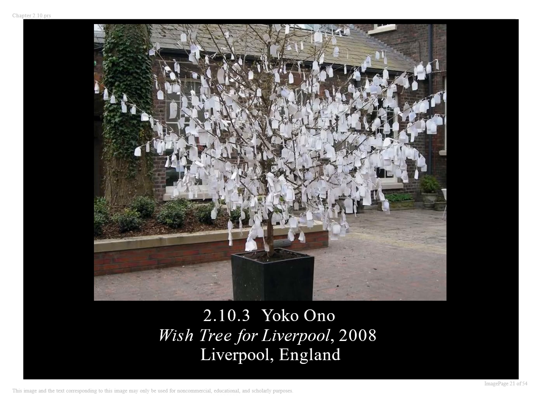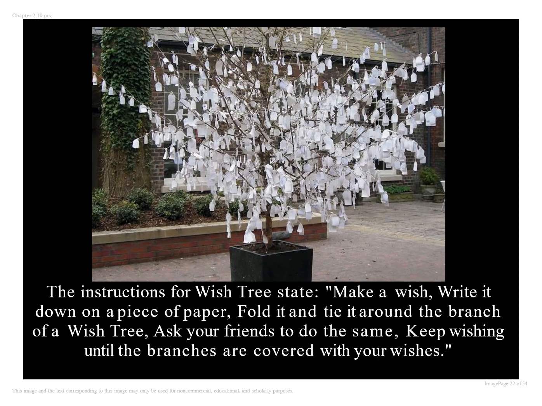So there's a wish tree for Liverpool, and this is, to my understanding, a Japanese tradition where you write a wish on a piece of paper. It may be for good fortune or for someone else, something beneficial to someone else, and then you put it on a tree. The instructions for wish tree state, make a wish, write it down on a piece of paper, fold it, and tie it around the branch of a wish tree. Ask your friends to do the same. Keep wishing until the branches are covered with your wishes.